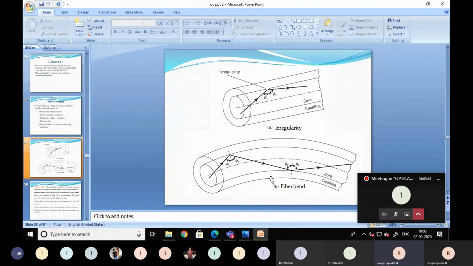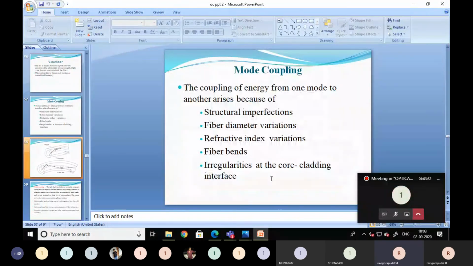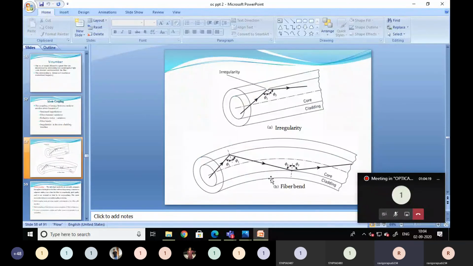So losses in the fiber are because of all these factors. Whenever the fiber is manufactured, if the structure of the fiber is not perfect, then the light may get radiated into the cladding. That is one type of drawback or loss. Fiber diameter variation, refractive index variation, fiber bends, irregularities of the core cladding interface.